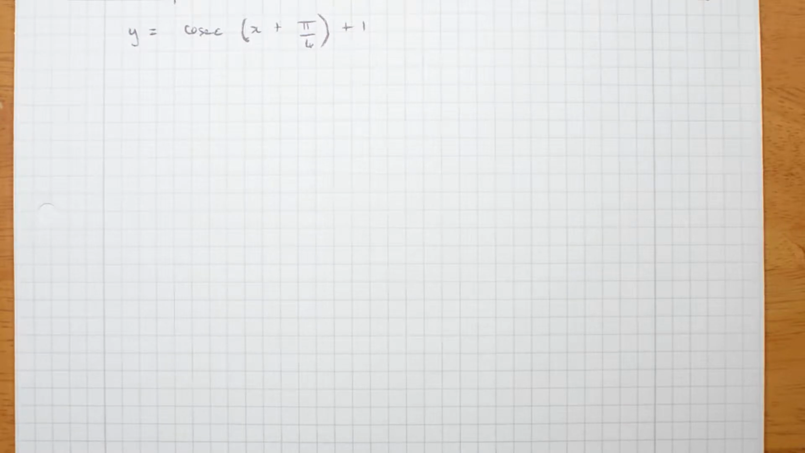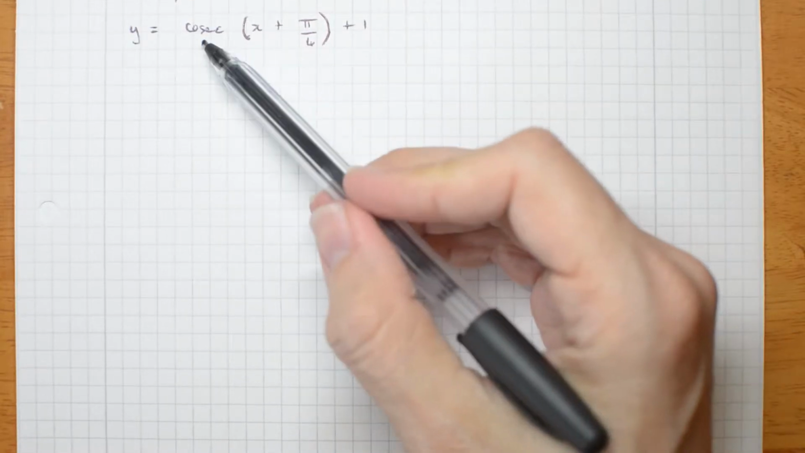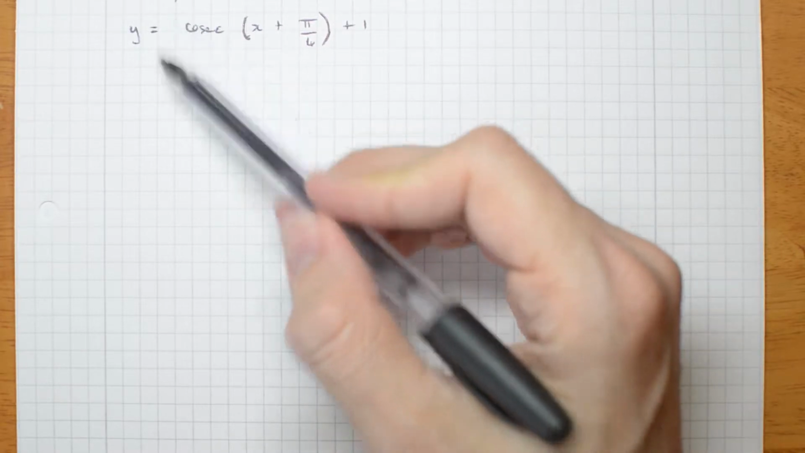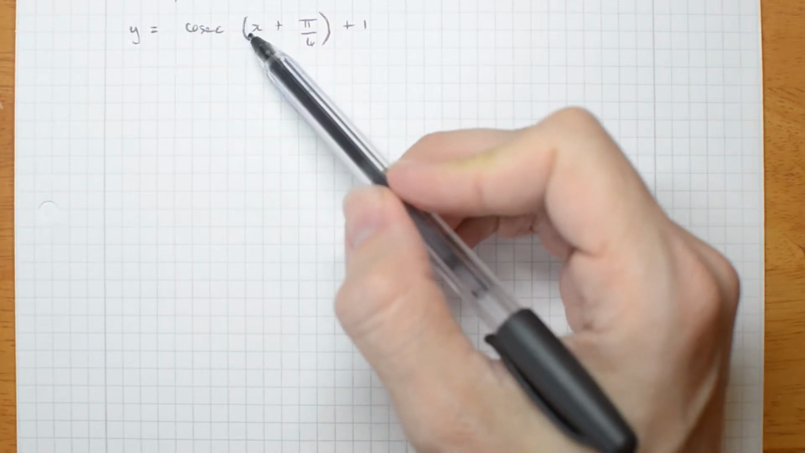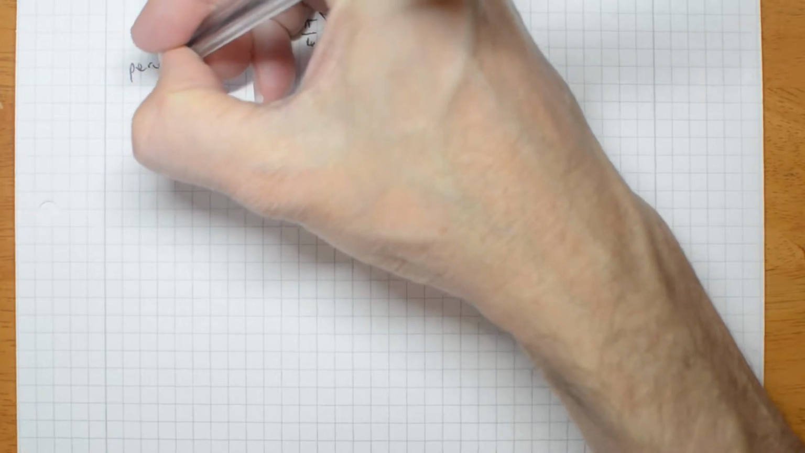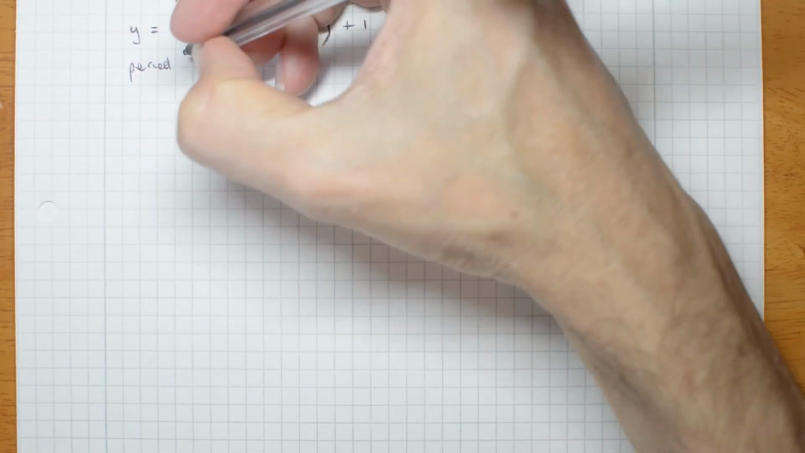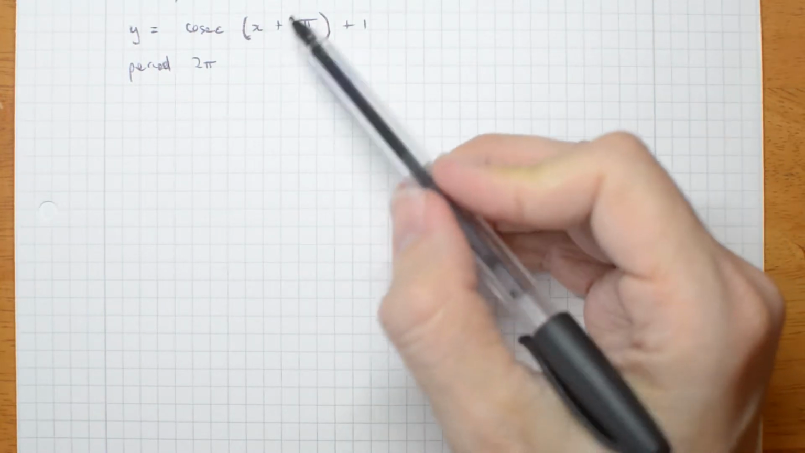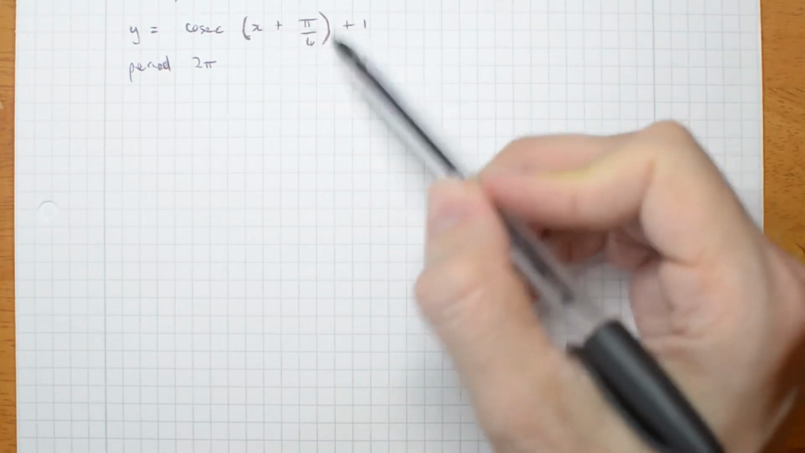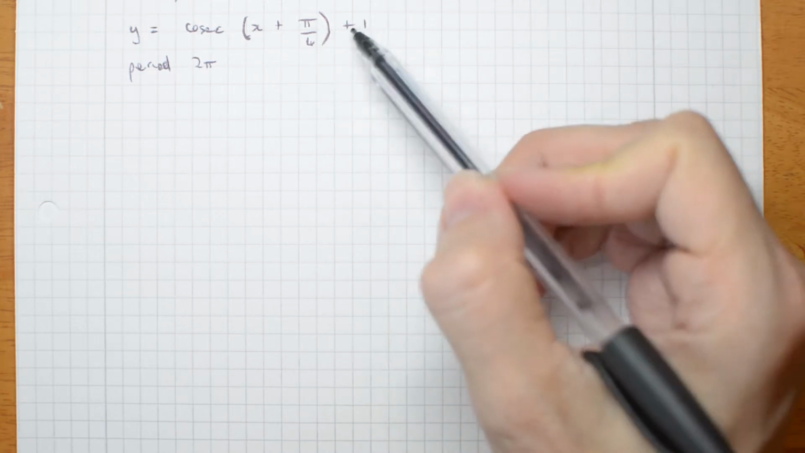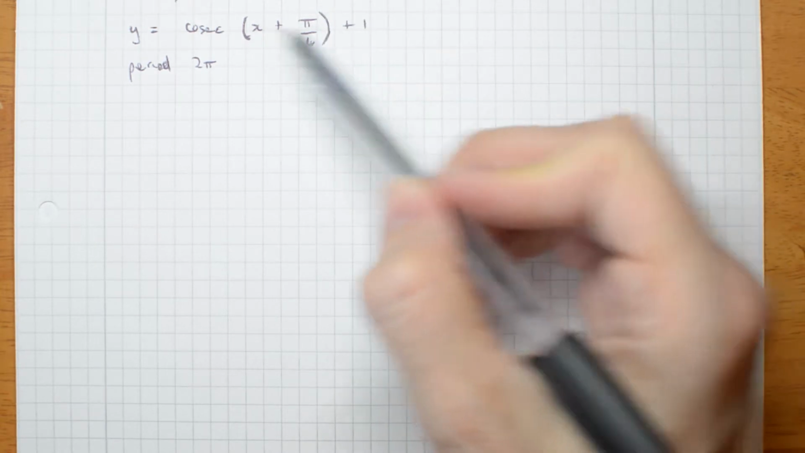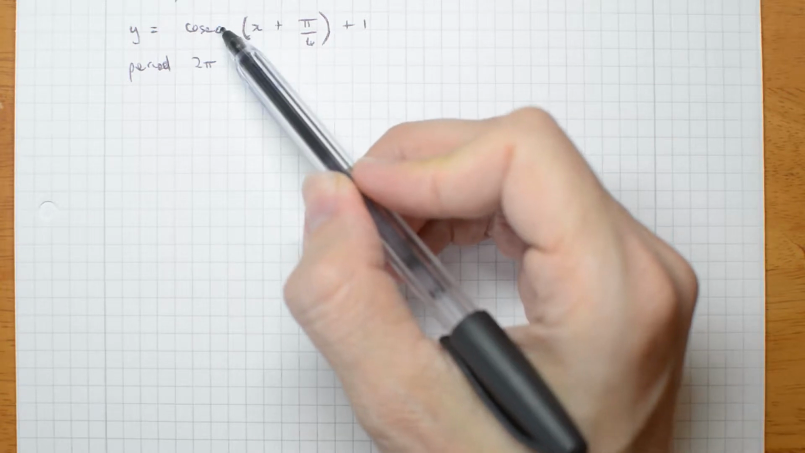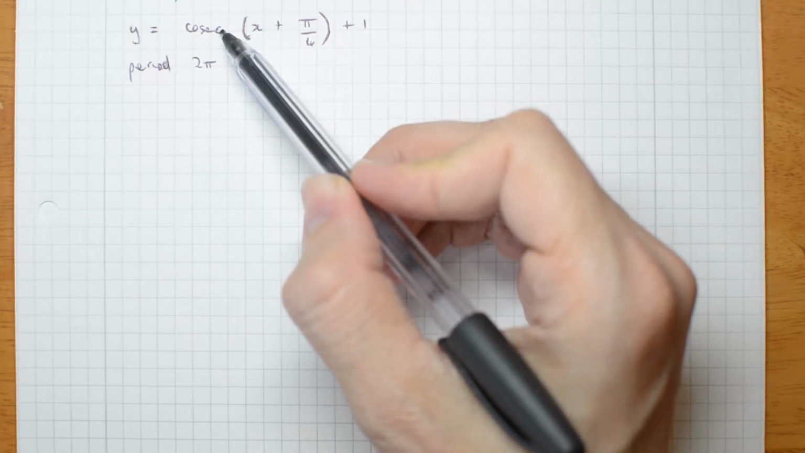y equals cosec x plus pi on 4 plus 1. So cosec is just 1 over sine. There's no vertical dilation, there's no horizontal dilation, so the period is the normal 2 pi. There are shifts. There's a horizontal shift, there's also a vertical shift. Be careful, I'm vertically shifting the cosec, not the sine that I'm getting the reciprocal of.